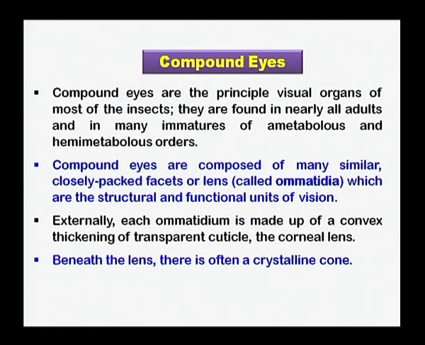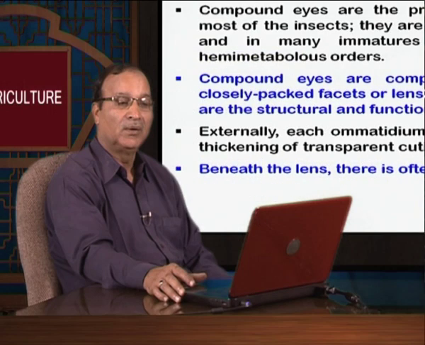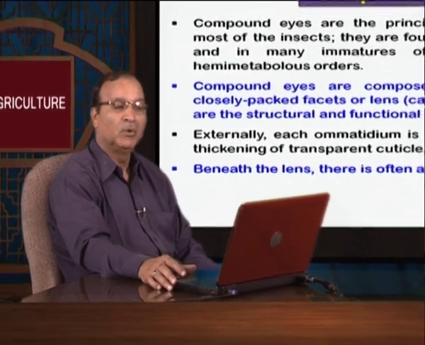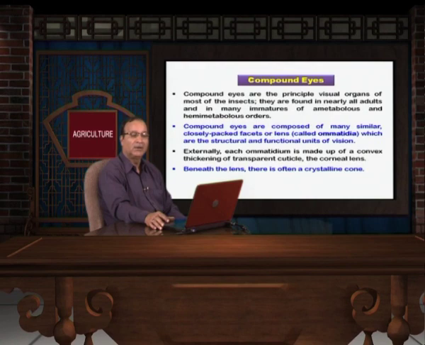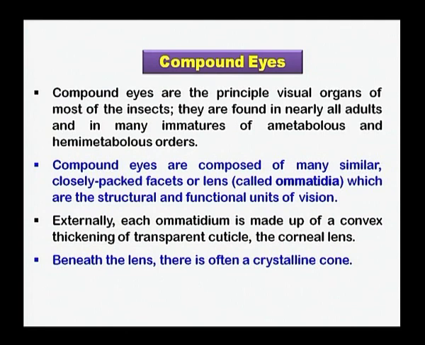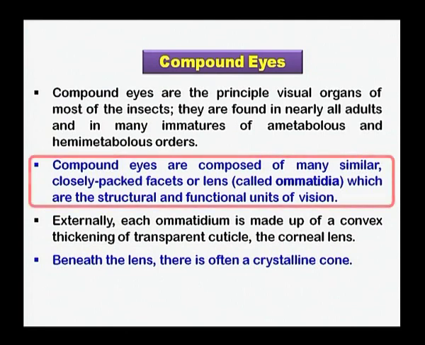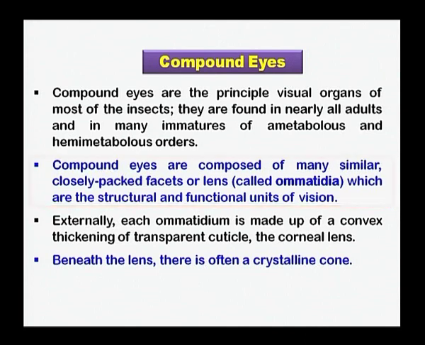Now coming to the compound eyes. The compound eyes are the principal visual organs in most insects, and they are very prominent in the adults and in many immature stages of Ametabolous and Hemimetabolous orders. Compound eyes are composed of many similar closely packed facets or lenses which are called ommatidia, which function as a functional unit of vision.